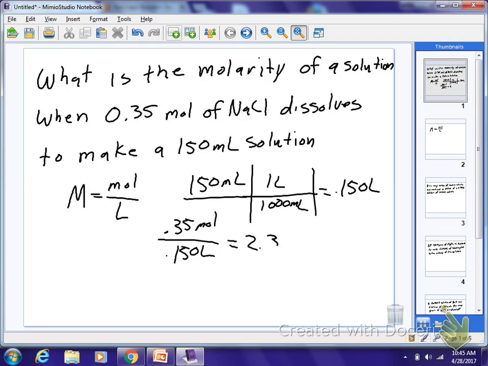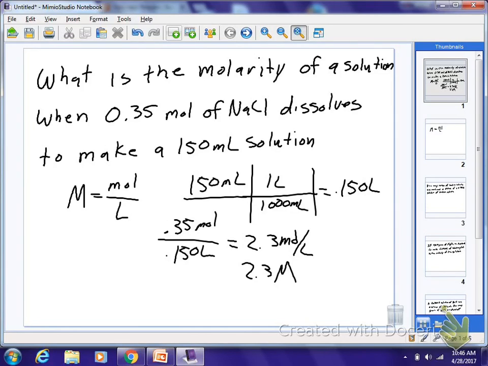You can do it like this, moles over liters, or you could say 2.3 capital M. They mean the same thing. If you want to shorten it up, put a capital M. If you want to show the units and see the units, so that maybe later on you can use that to convert into liters or moles, you can do it that way, however you want to do it.